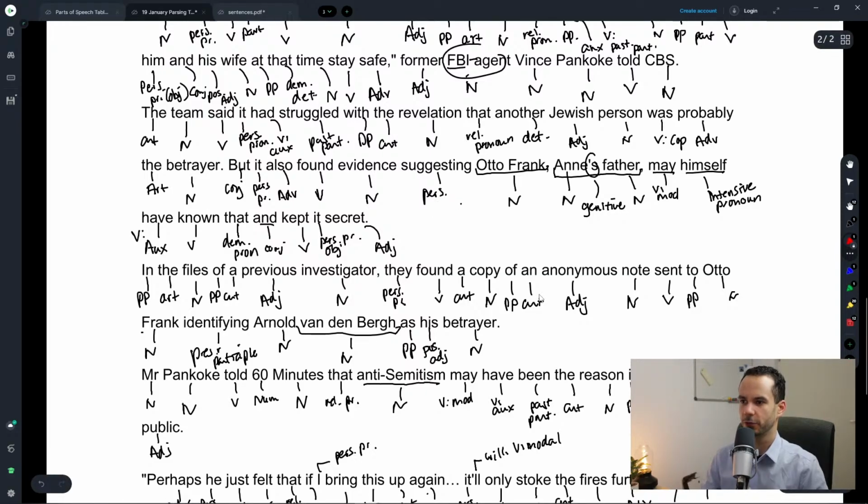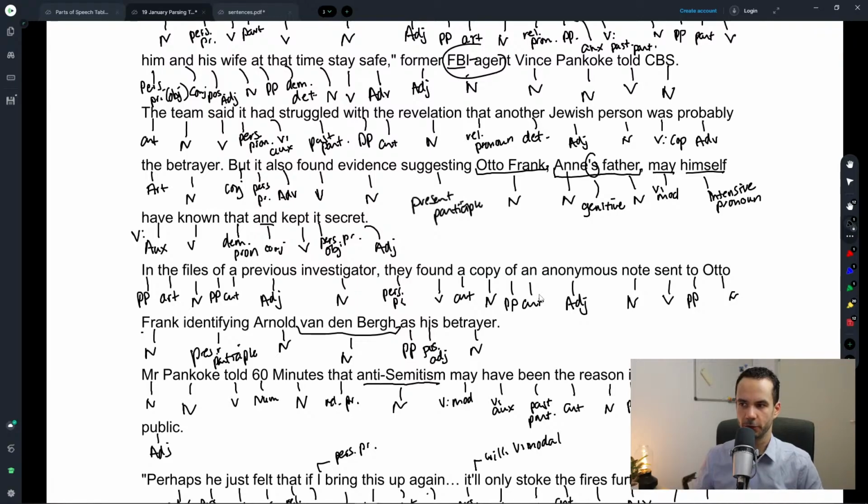So suggesting is not obviously a personal pronoun. That is a present participle. Yeah. So suggesting is here a present participle. We have verb plus ing. I don't know why I said personal pronoun. I think I was too quick here. But suggesting is a present participle.